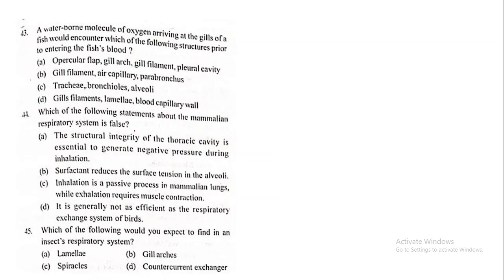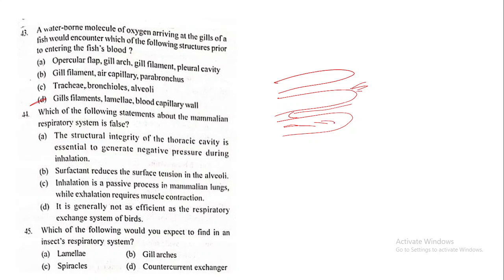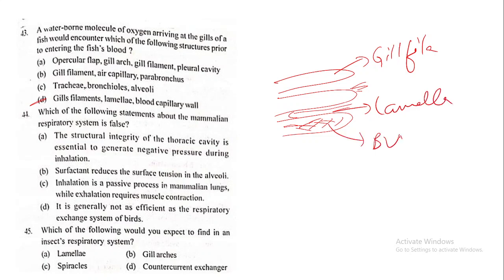A waterborne molecule of oxygen arriving at the gills of a fish would encounter which of the following structures prior to entering the fish's blood? A molecule carrying oxygen, from where will it first come? The right option is the gill filaments, the lamella. When you study the structure of gills, these are the gill filaments, long filaments of gill. This is the lamella, and the blood capillaries are present inside. These are gill filaments, this is the lamella, and these are the blood vessels. The right option is D.